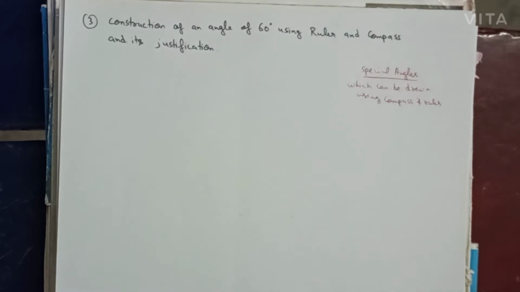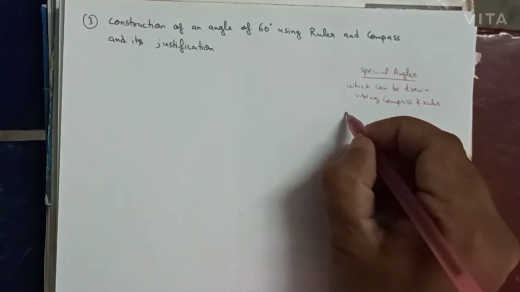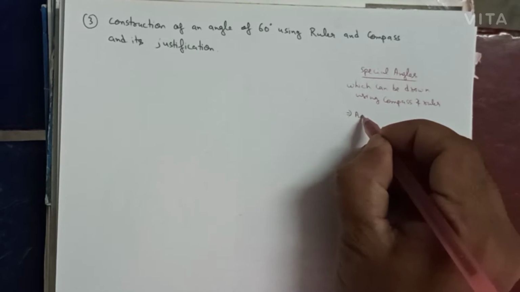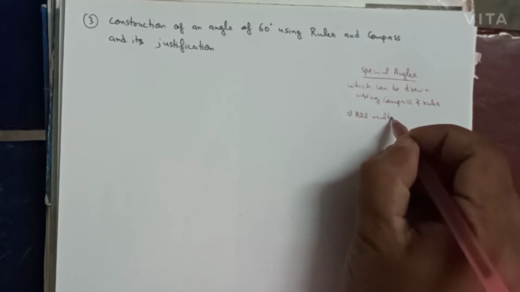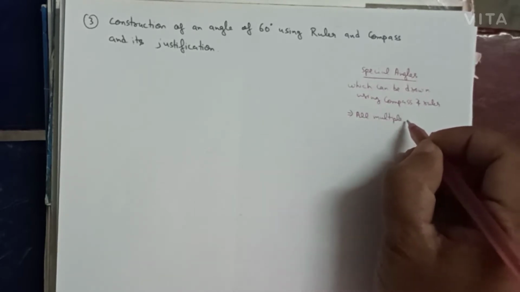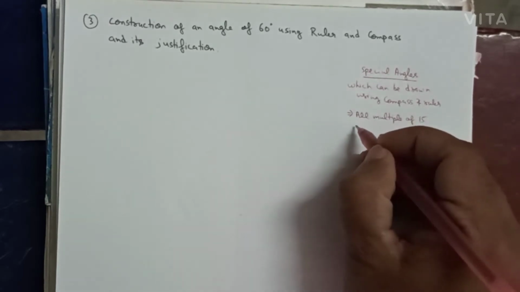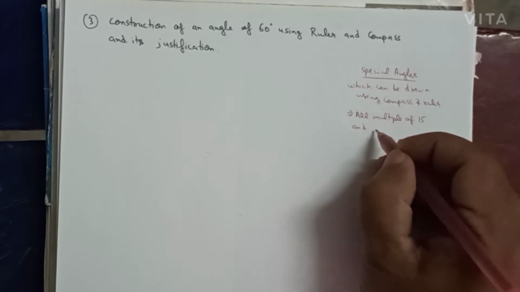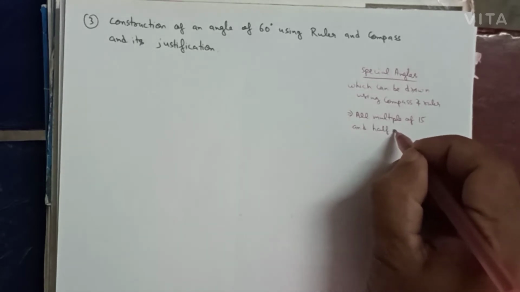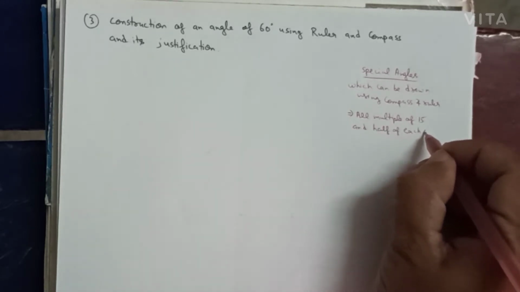Now, using compass and ruler, we can draw the special angles. Second thing is, how are you going to identify what are special angles? All the special angles include all multiples of 15 degrees and half of each of these angles.